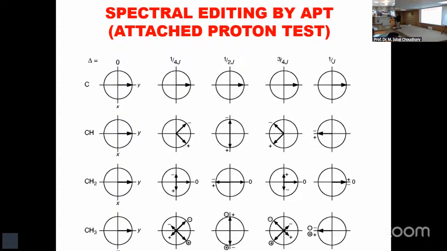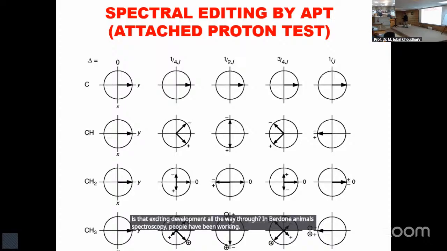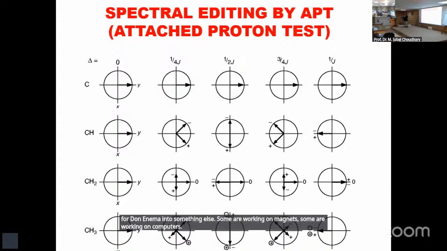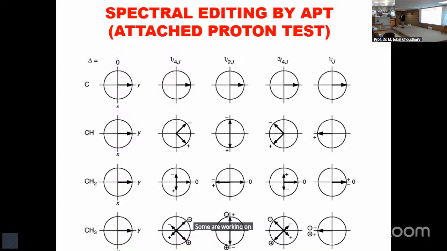The reason why I'm really showing you this is that exciting development all the way through. In NMR spectroscopy, people have been working all the way through, all the time. Even today, maybe 5,000 people are working to develop NMR into something else. Some are working on magnets, some are working on computers, some are working on pulse sequences and all that also.